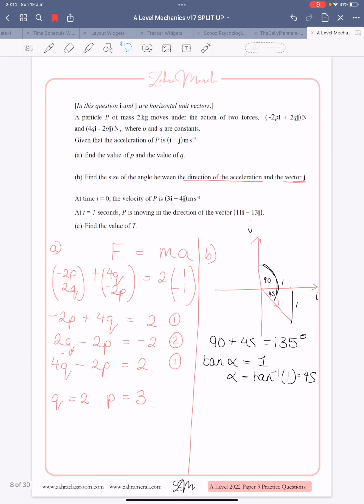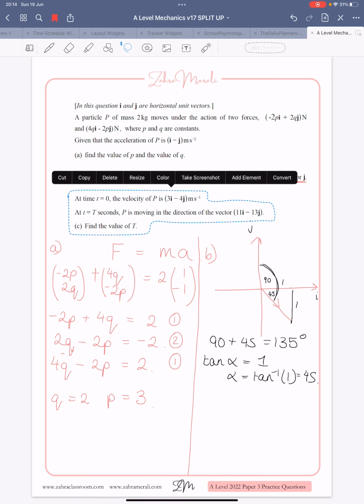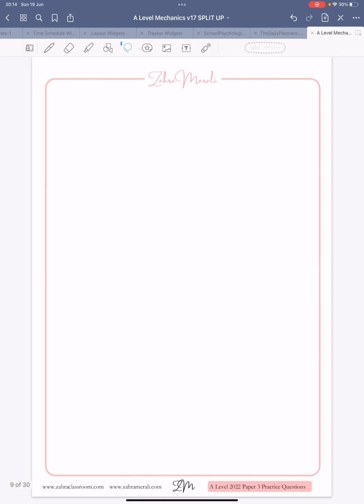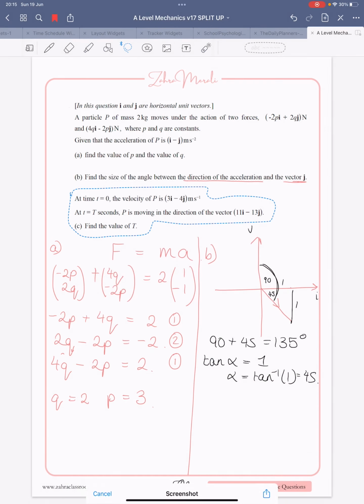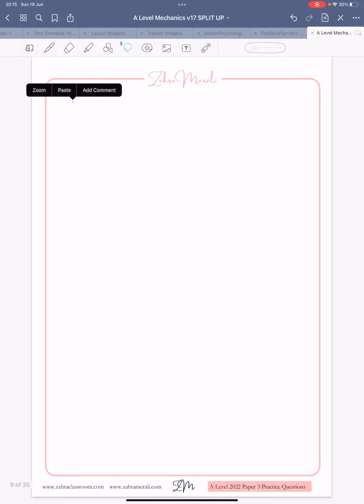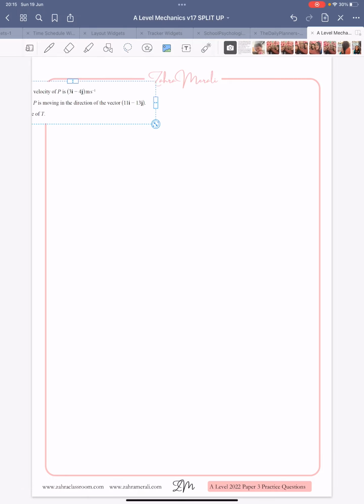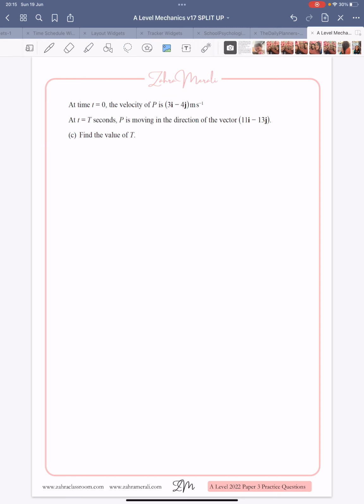We're told, so if we take, at time t equals 0, we're given a velocity, and it's moving in the direction of a different vector. So let's put that here, we can see it properly. Right. So at time t equals 0, the velocity of p is 3 minus 4.